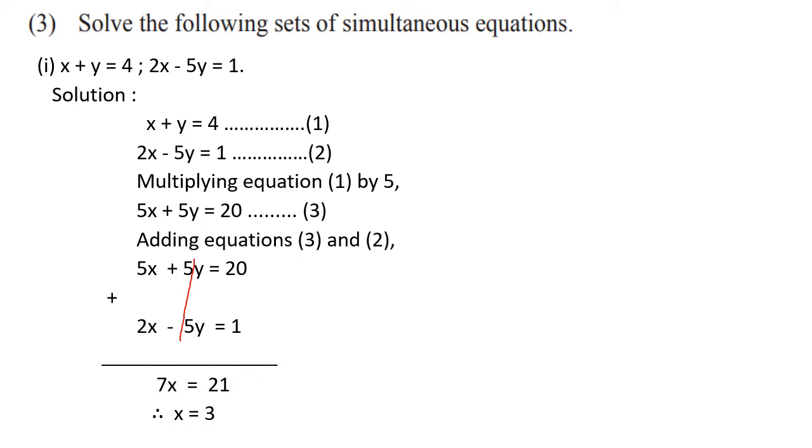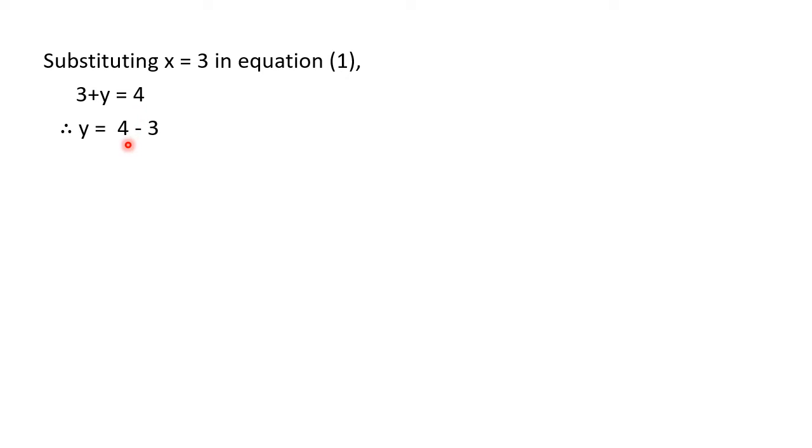Okay, so let's do it. Substituting x is equal to 3 in equation 1. Equation 1 is x plus y is equal to 4. So in place of x we are writing 3. So 3 plus y is equal to 4. And therefore y is equal to 4 minus 3. This plus 3, if we shift to right hand side, it will become minus 3. And 4 minus 3 is 1. So value of y is 1. So in this way we got both the values, x is equal to 3 and y is equal to 1.